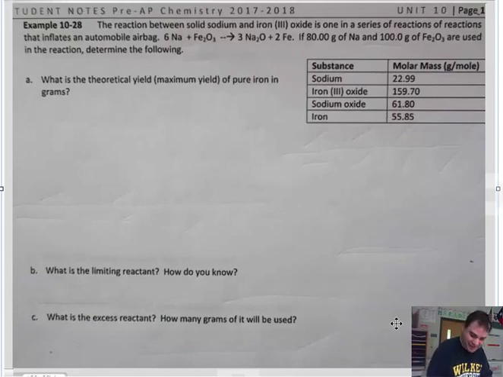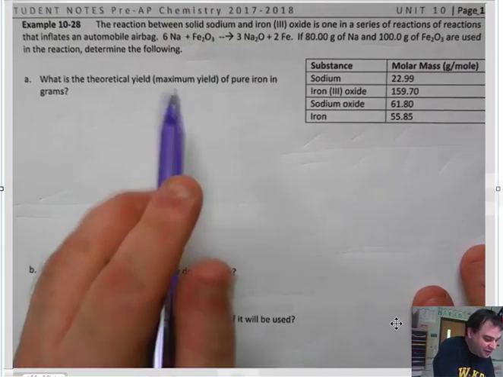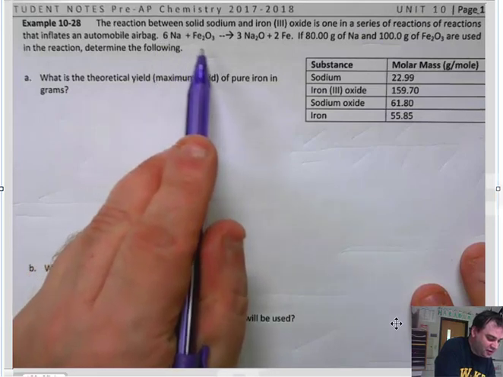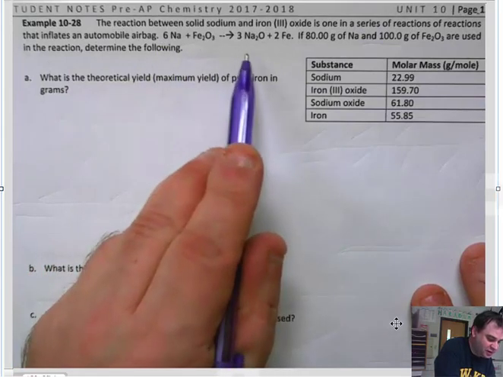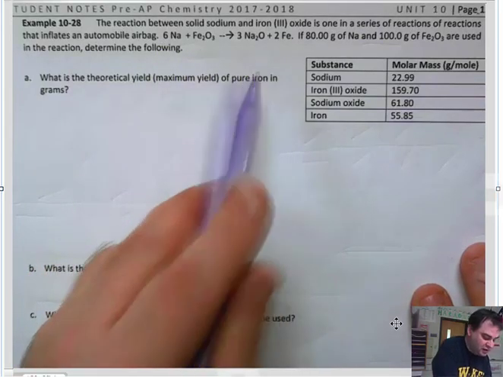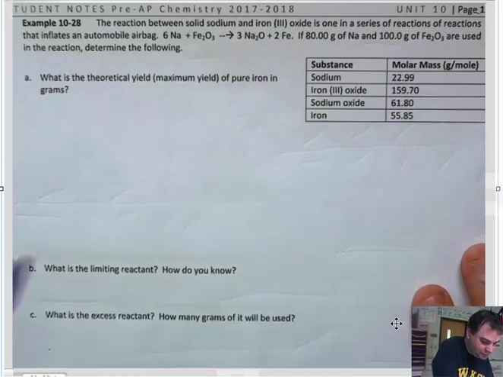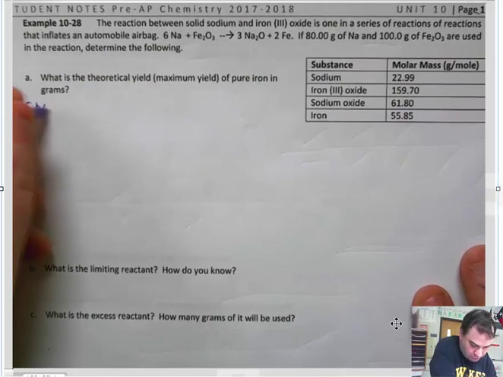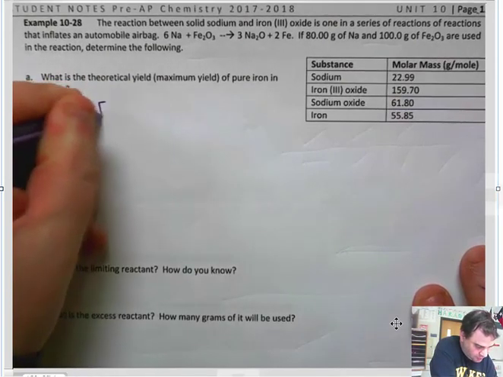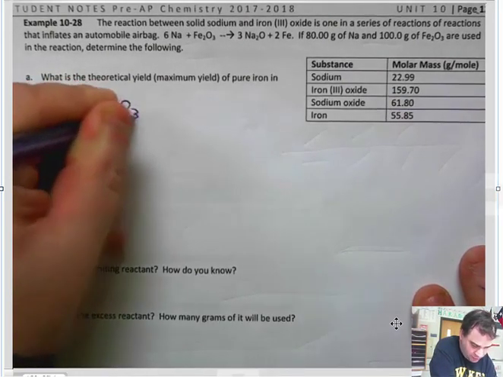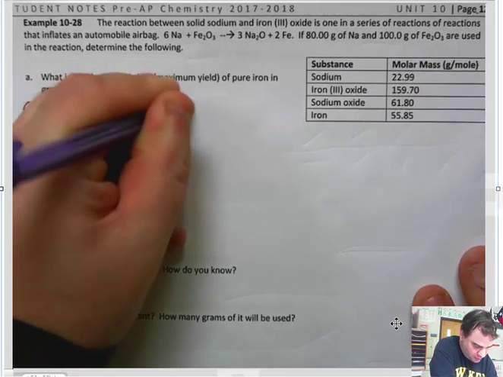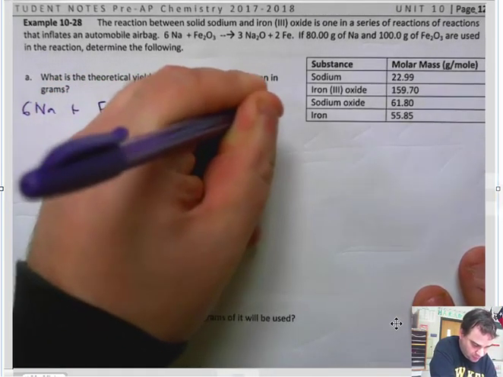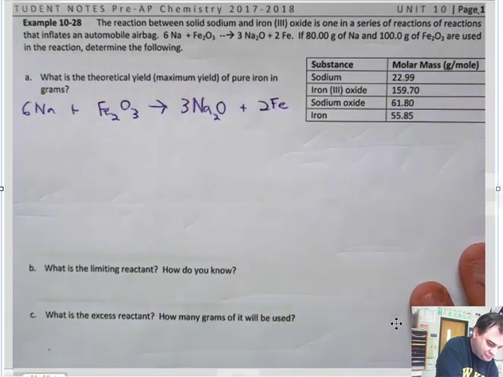Okay, so here we're going to look at the reaction that happens in the airbag, where we get 6 sodium plus iron(III) oxide goes to sodium oxide and iron. So we've got 6Na plus Fe2O3 goes to 3Na2O plus 2Fe.